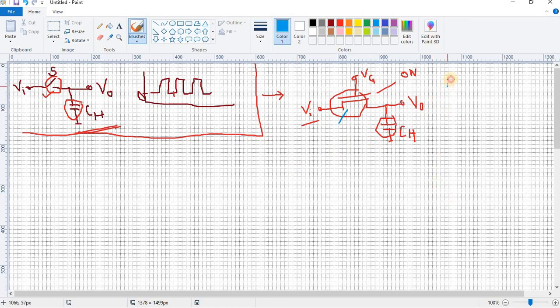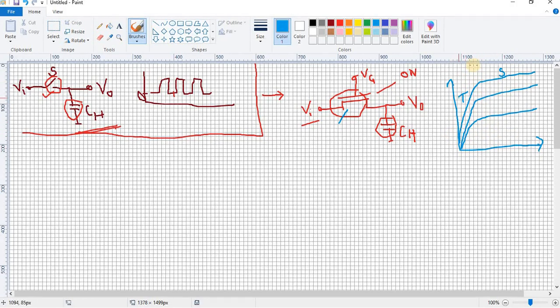As we somewhat know, the MOS output characteristics are like this, right? And I hope you remember that this is called the saturation region, and this is called the triode region. In the triode region the resistance is almost linear, and in this region the resistance value is quite high. So overall there is resistance present.